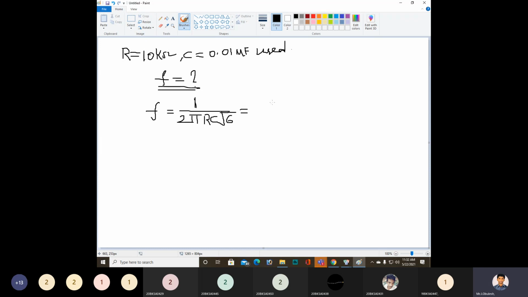Substitute the R and C values in this equation. 2 pi into R, which means 10K, 10 into 10 cube. This is in terms of ohms. This is 10 into 10 cube ohms into 0.01 into 10 to the power of minus 6.